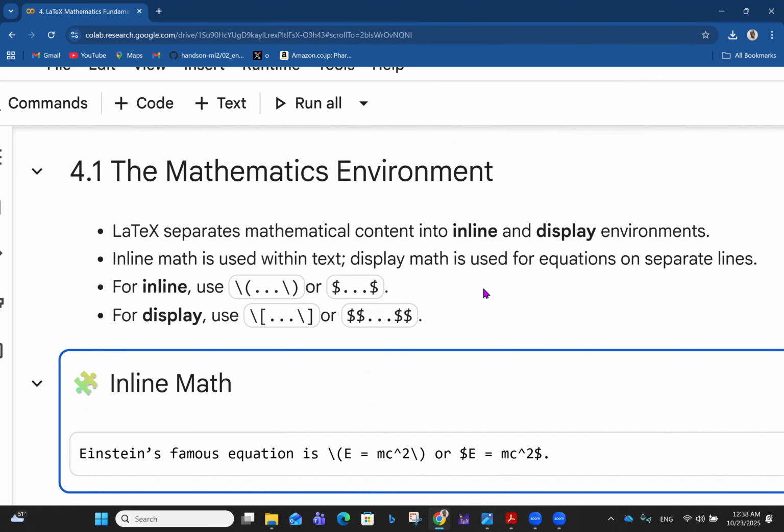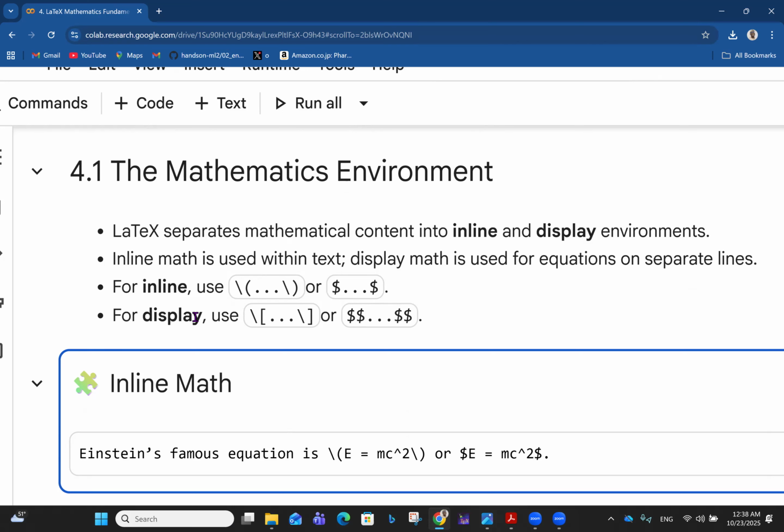So the mathematics environment: LaTeX separates mathematical content into inline and display environments. Inline math is used within text. So let's say you're just talking and going on, and you want to just mention the equation as part of what you're saying. Then there's also display math, which is used for equations on separate lines. For display, you want the equation to stand out from everything else you're saying. For inline, you want the equation to be together with your text.